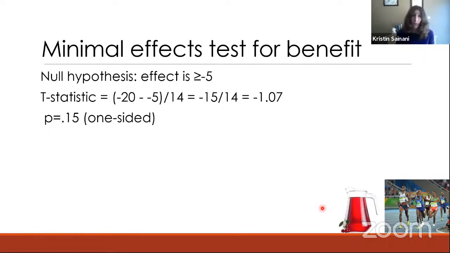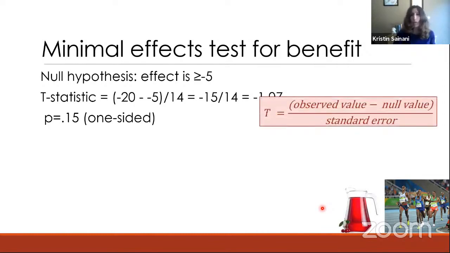My null hypothesis here is that my effect is greater than or equal to -5. That's actually a range of values, but we're just going to choose the boundary case. Because if you choose -5 as your null value, that's going to give you the smallest possible p-value. In other words, if you fail to reject your null hypothesis choosing -5, if I choose any other null value that's bigger, I'm also going to fail to reject my null hypothesis. So we're just going to plug in the boundary case here for the null value. Everything else is the same.